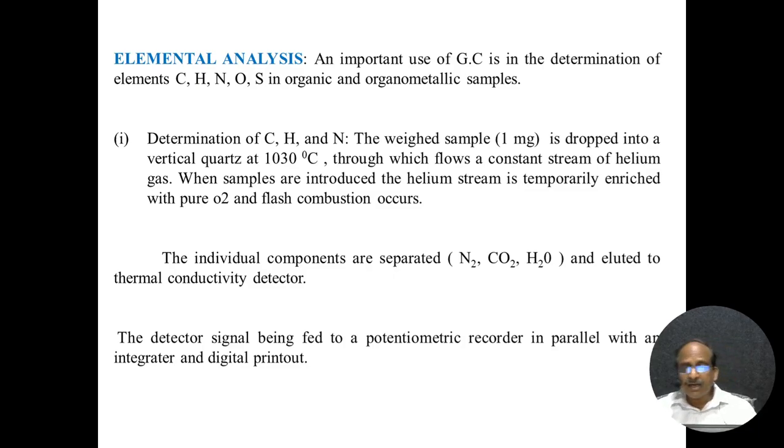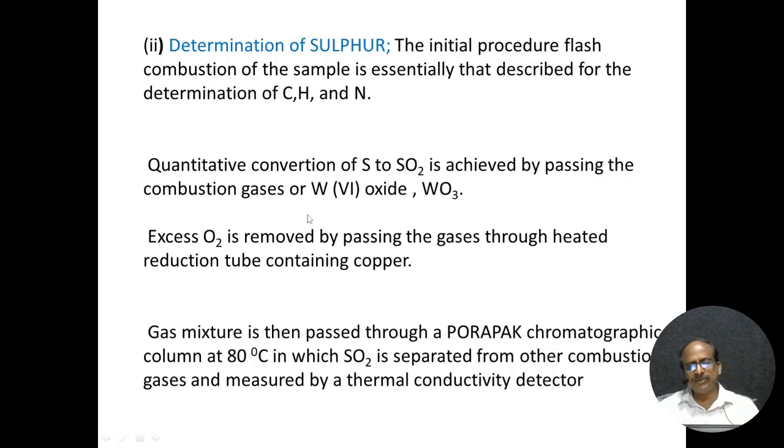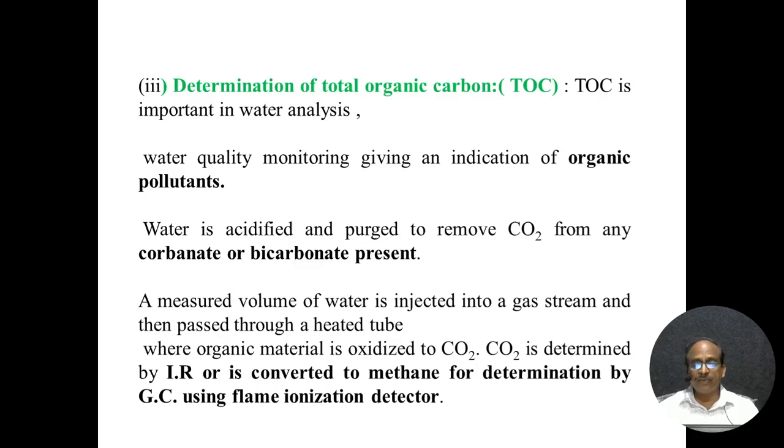In elemental analysis, we use GC for the determination of carbon, hydrogen, nitrogen, oxygen, and sulfur in organic and inorganic metallic samples, using different types of detectors. For the determination of sulfur, we detect the sulfur present in a particular sample by gas chromatography. Also most important is the determination of total organic carbon. Total organic carbon, TOC, is important in water analysis.